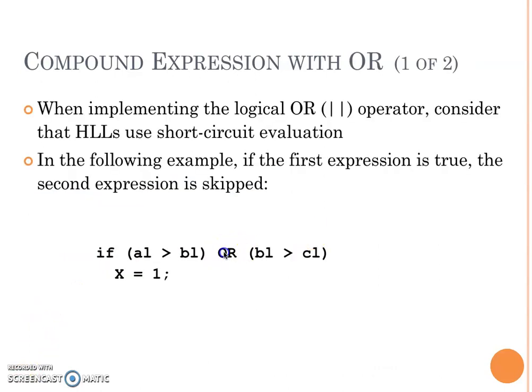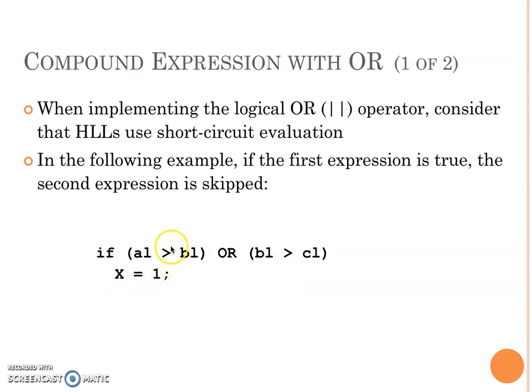Then how about the OR statement? Remember, in your OR statement you have two logic operations. But should I always check both? For an AND operation, you have to check both. But with OR, remember, if one of them is true, it's just true. So when I compare AL greater than BL, if this one is true, should I go to the next expression to check? No, right. I just right away go to X equal to 1.